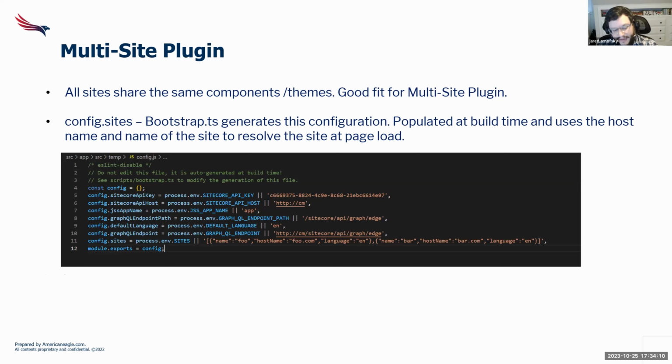The key caveat here is this gets built at build time. So I'll get into this a little bit more, but if you add a new site, that means you need to rebuild your front-end application for the config.sites to have that proper data. The config.sites data comes from Experience Edge, from a Sitecore library that calls your sites. It's a GraphQL query that gets all your site info. I think it might be called site info. I forget what it is off the top of my head, but that's how the sites array gets populated.